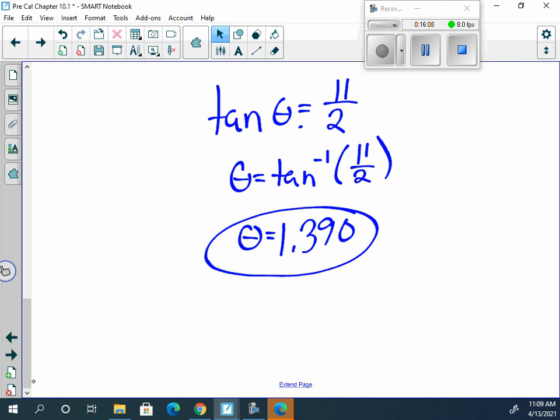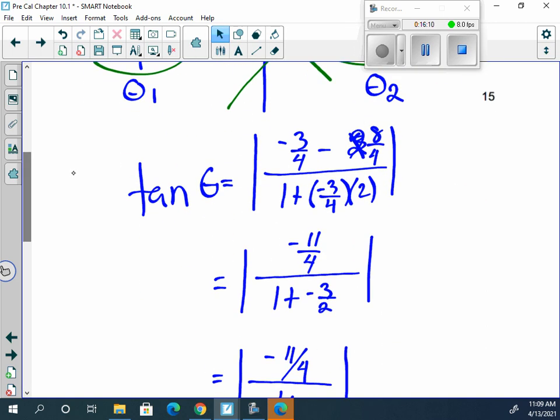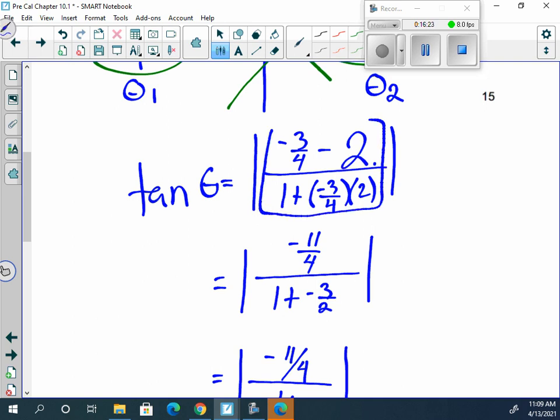Now, could we have typed all of this here into the calculator? Yeah, we could have typed this whole thing here into the calculator, and if it gave us a negative answer, we could have just changed it to being positive because of the absolute value bars.